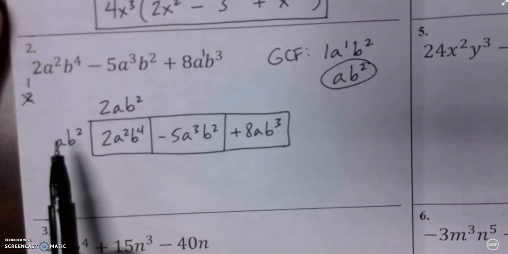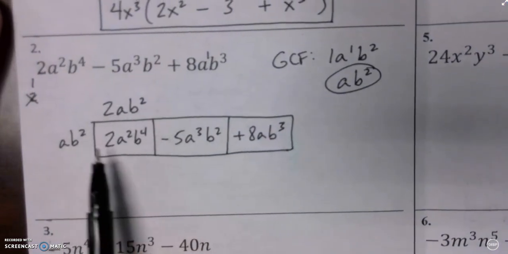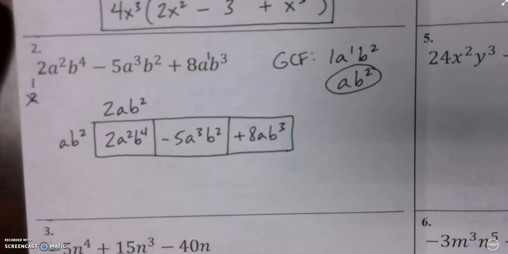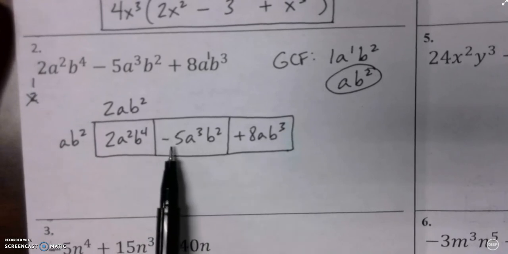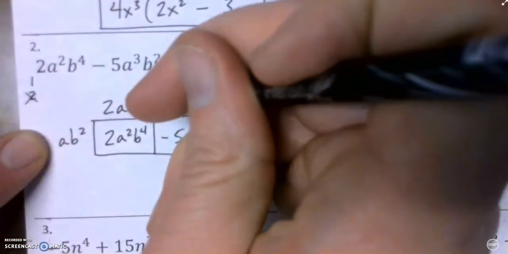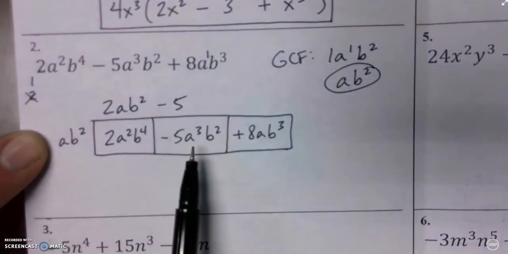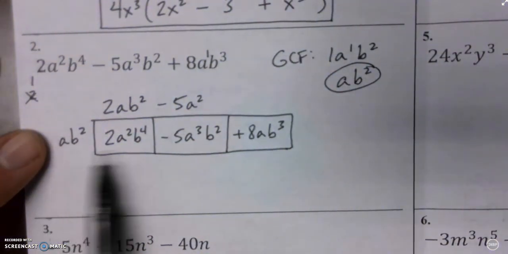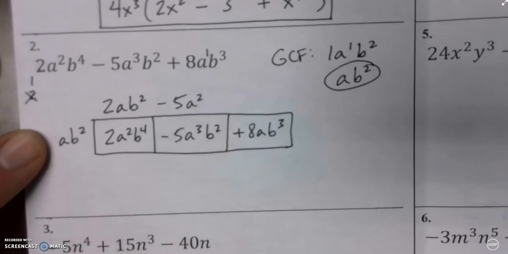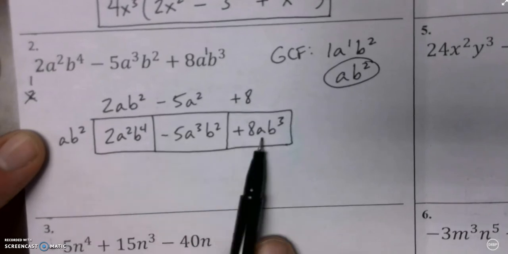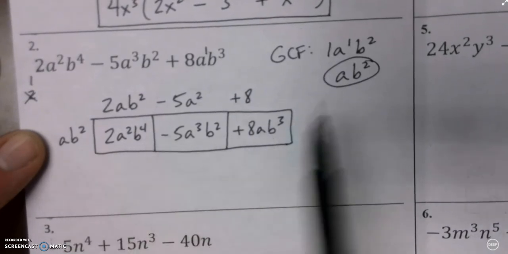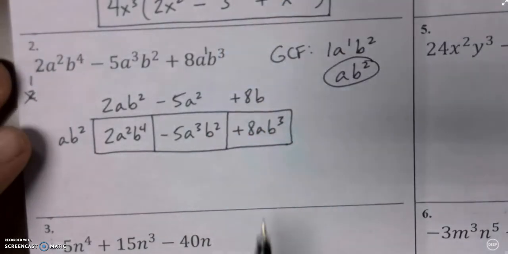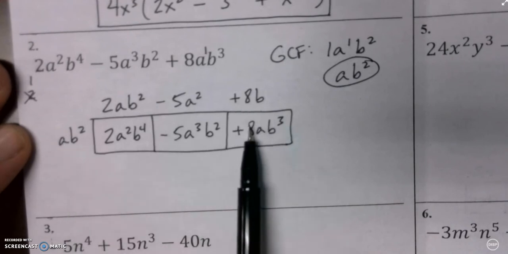And I'll do a quick check. Is 2ab squared times ab squared 2a to the second, b to the fourth? Yes. So let's do the next term. I need my negative 5. I've got a. I need a to the third, so how about a squared? And I already have my b squared, so I don't need any b's. I just need minus 5a squared. Now let's do the last term. I need my plus 8. This time I already have my a, but I need one more b to make b cubed, so 8b. And a quick check. 8b times ab squared would be 8ab cubed.